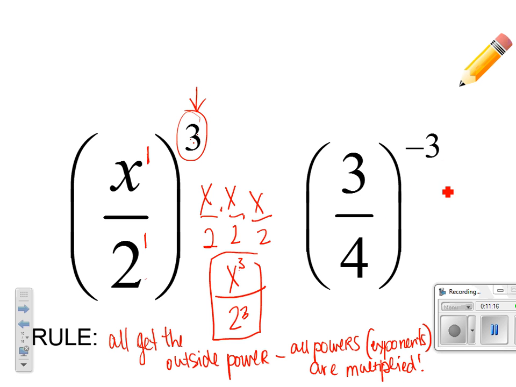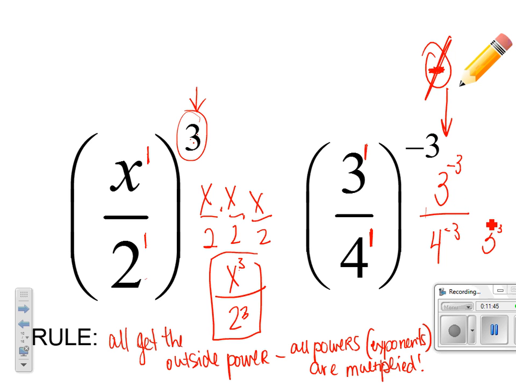Okay, so could I do that same concept here? Well, if there isn't an exponent, we know it's a 1. 1 times negative 3 is negative 3. 1 times negative 3 is negative 3. Okay, I have negative exponents, which I cannot have. So you cross the line and change the sign. I need to take the numerator, cross the line and change the sign. I need to take the denominator, cross the line and change the sign. And that is my answer. So power to a power, multiply. Even if they're not the same base, multiple bases, everybody gets that outside power.